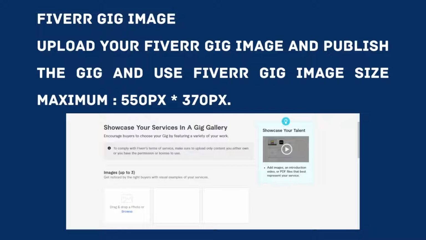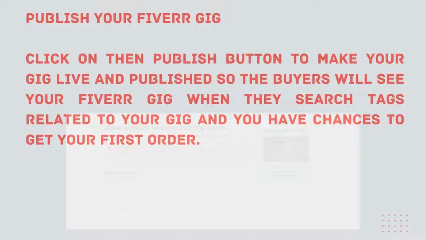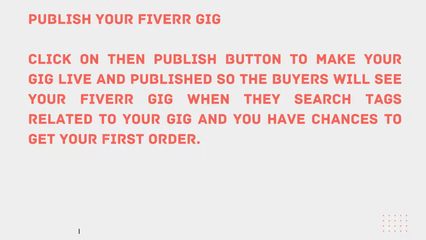Click on the Publish button to make your gig live and published so the buyers will see your Fiverr gig when they search tags related to your gig and you have chances to get your first order. And you can create multiple gigs on Fiverr by following the same steps.